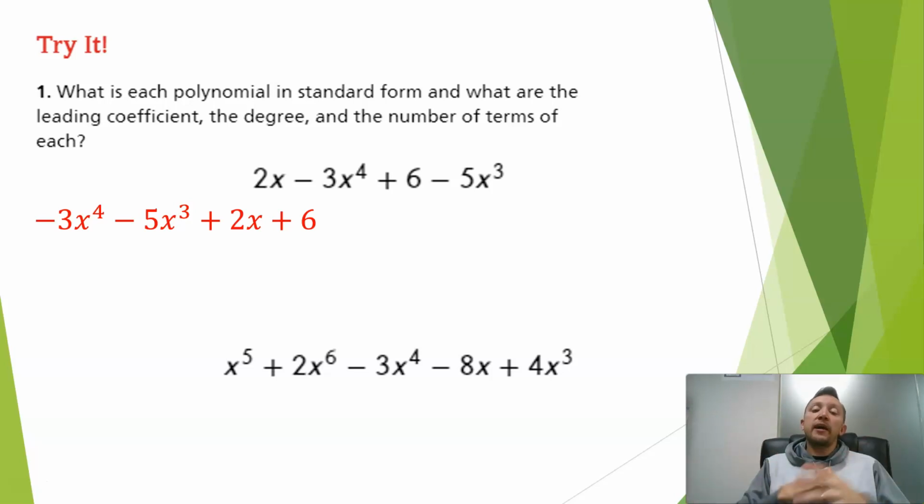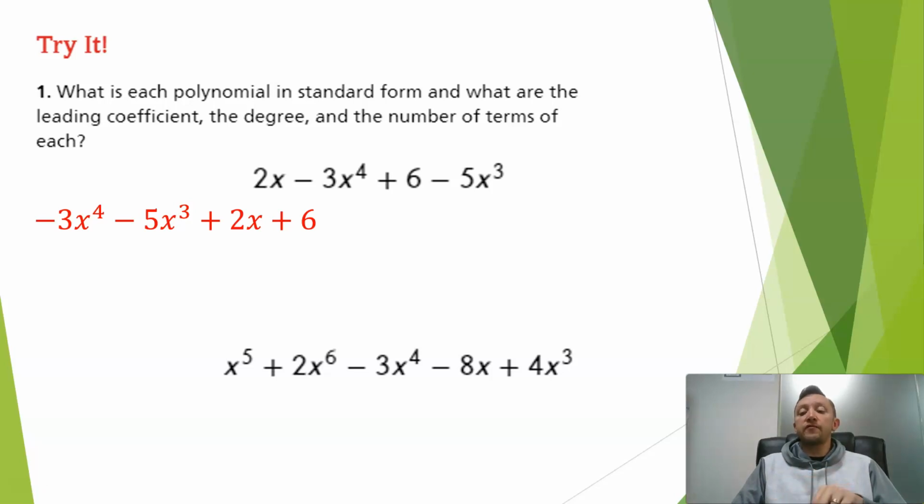You want to make sure that as we're putting this in the right order, you're taking with it the sign that's in front of each of those terms. So that 3x to the fourth, there's a minus in front of it. So that's a negative 3x to the fourth. That is really important. You don't want to make that mistake. Then, like I said, follow with minus 5x cubed, then the 2x, then the 6.